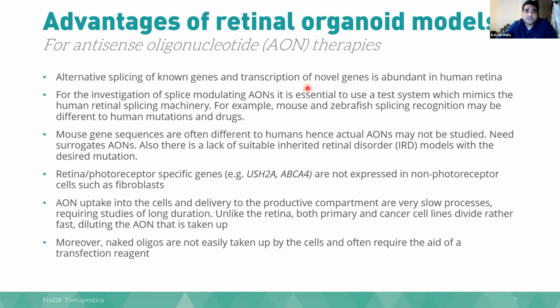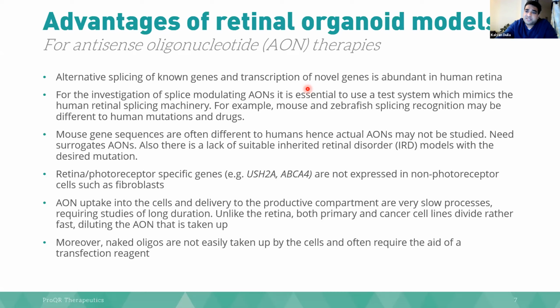Alternative splicing of known genes and transcription of novel genes is really abundant in human retina. So for the investigation of splice modulating AONs, it is essential to use a test system which mimics the human retinal splicing machinery. For example, mouse and zebrafish splicing machinery may not recognize human mutations, so may not be suitable for screening human drugs. I will come back to this in a moment.